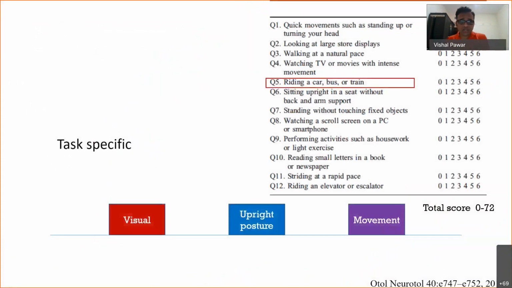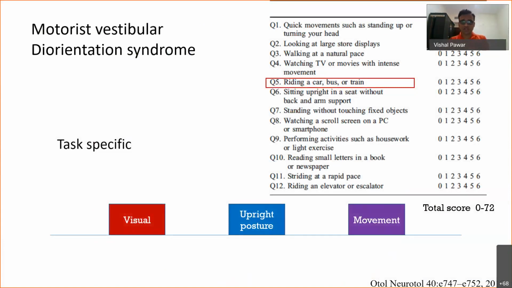Then coming to task-specific problems. There are some patients who have dizziness only while driving a car. As a driver, if a person is driving the car and feels dizzy, then it is motorist vestibular disorientation syndrome. And if a person is a passenger and develops dizziness specifically in the car, in motion, mostly these are cases of motion sickness, either primary or secondary because of some underlying vestibular disorder.